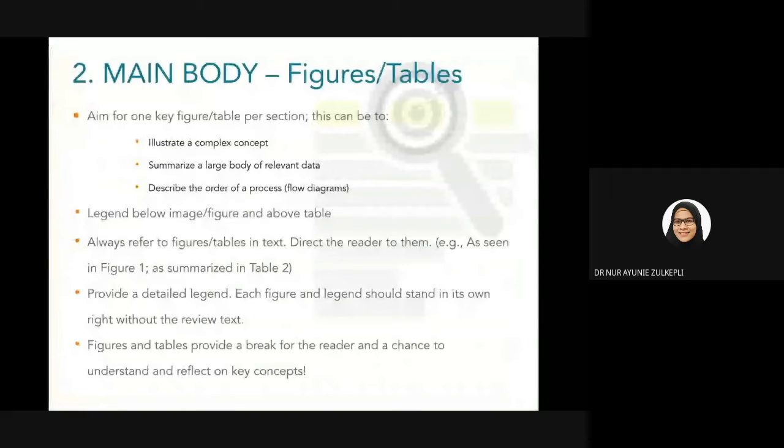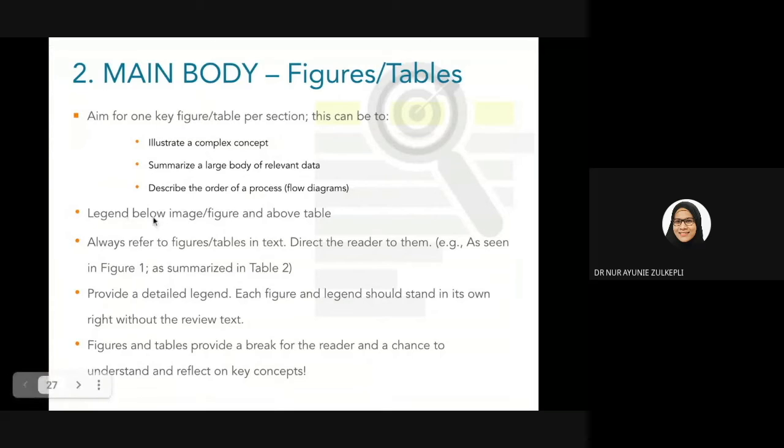Okay, so the main body also has figures and tables. Aim for 1 key figure or table per section. This can illustrate a complex concept, summarize a large body of relevant data, or describe the order of a process. For a process, I suggest you describe it in the form of a flow diagram. Instead of just one long lengthy paragraph, you can extract the data into a flow diagram. Okay, it is much easier to understand, right?